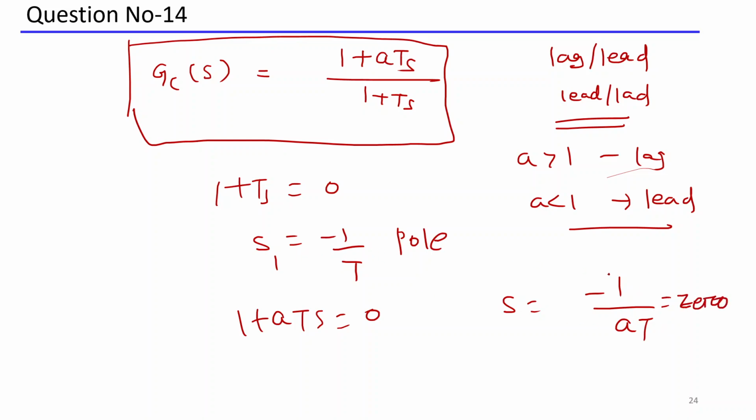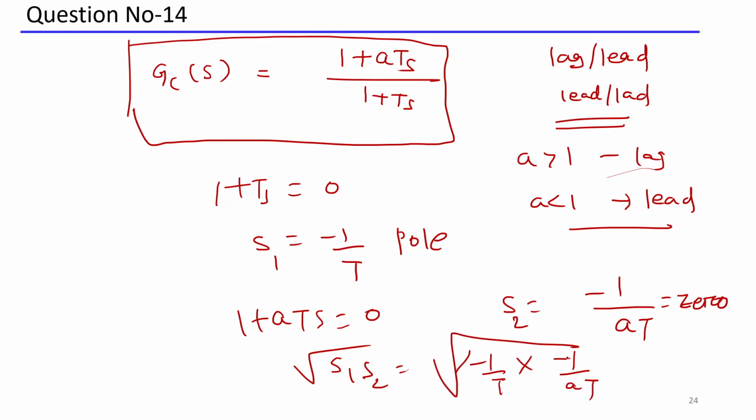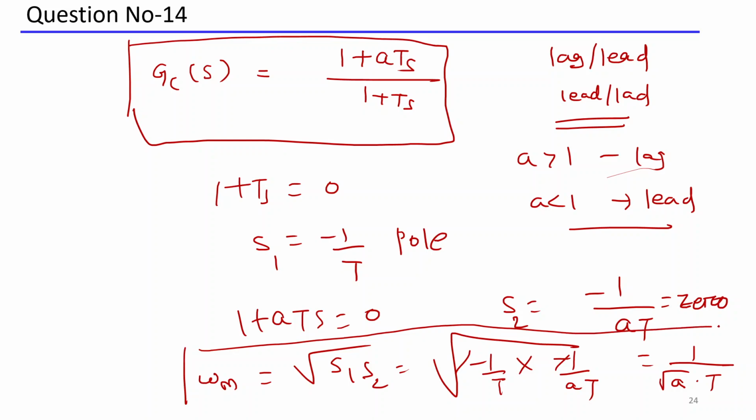Now you have to take the geometric mean of these two, s1 and s2. So minus 1 by T into minus 1 by aT. If you take the geometric mean, it will be 1 by root a into T. This is the value of omega at which your gain will be maximum. So remember this formula. You can easily find out at which frequency your gain will be maximum.